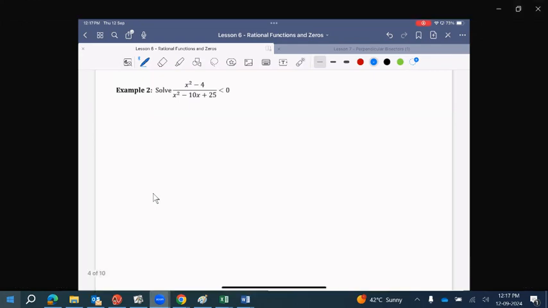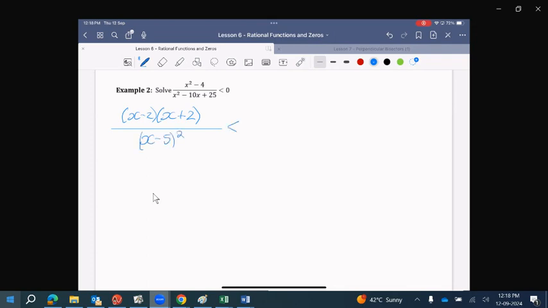Okay, so we need to start by factoring this one a little bit. So what did we factor in the numerator? Anyone get this one? x minus 2 and x plus 2. Difference of 2 squares, yeah? Or the conjugate rule. What about in the denominator? x minus 5 all squared, yeah, excellent. So we've got x minus 5 all squared.